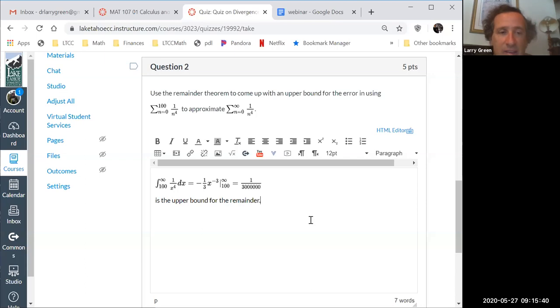Any questions on this idea? It's kind of the whole point of the remainder theorem: in the combination of the remainder theorem and the integral test, we're able to use a computer to get a very strong approximation of a series. And we know how good our approximation is. So any questions at all?